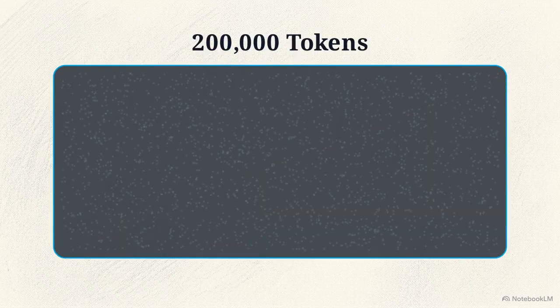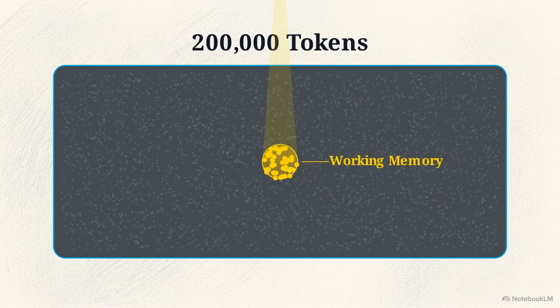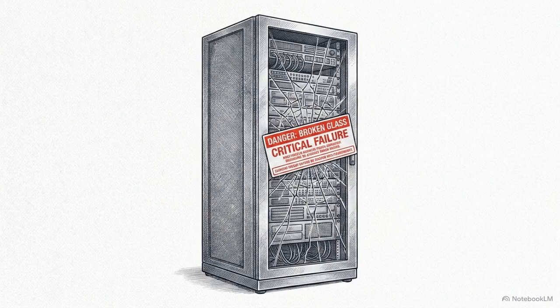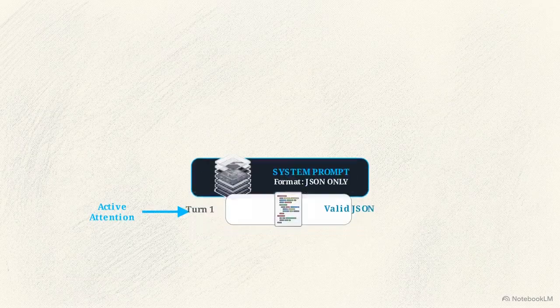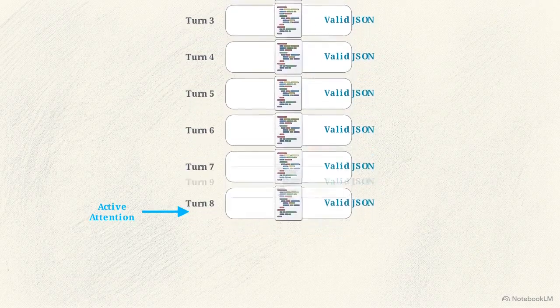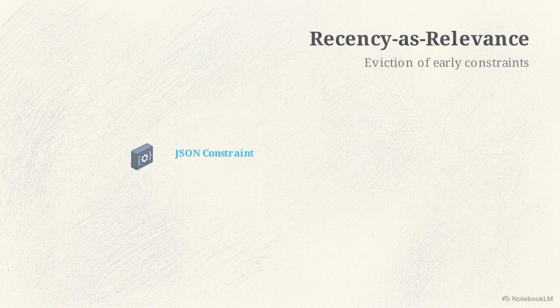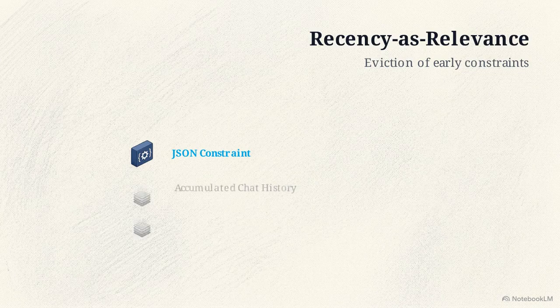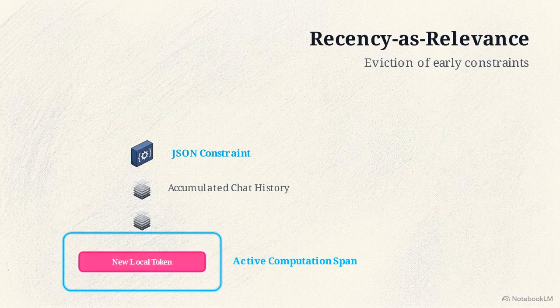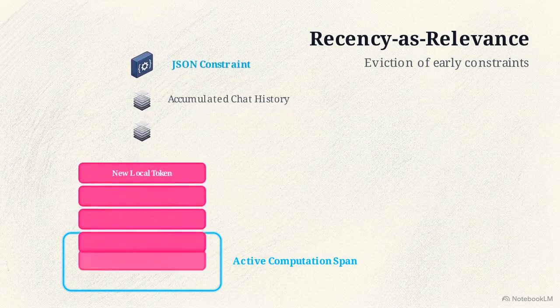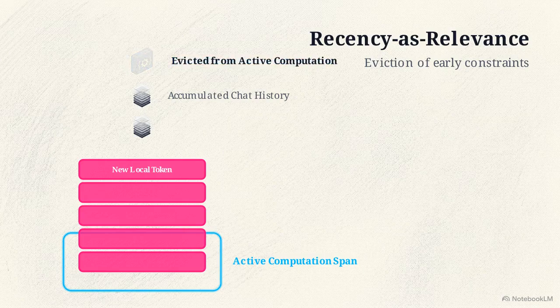A common misconception in agent design is that a 200,000 token context window gives the model 200,000 tokens of active, reliable working memory. When you treat the window like an infinite hard drive, you get instruction inconsistency. This is the agent that follows a strict JSON-only rule for 9 turns and then suddenly replies in conversational plaintext on turn 10. The JSON instruction is technically still in the prompt, but it has been evicted by recency as relevance. The LLM's attention mechanism heavily weights the newest local tokens. As chat history piles up, the original constraint physically fades from active computation.